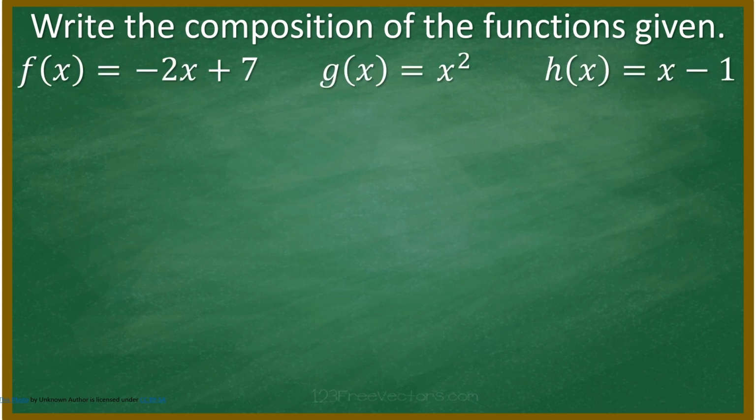So suppose we're given these three functions, and we're told to compose other functions from these functions. Our first function is f of x equals negative 2x plus 7. Our next function is g of x equals x squared. And our last one is h of x equals x minus 1.